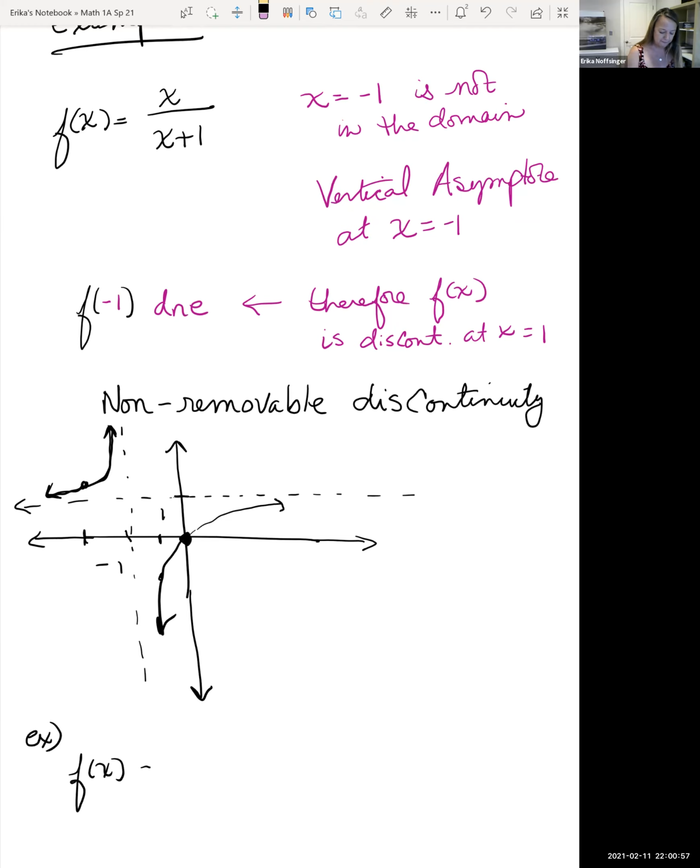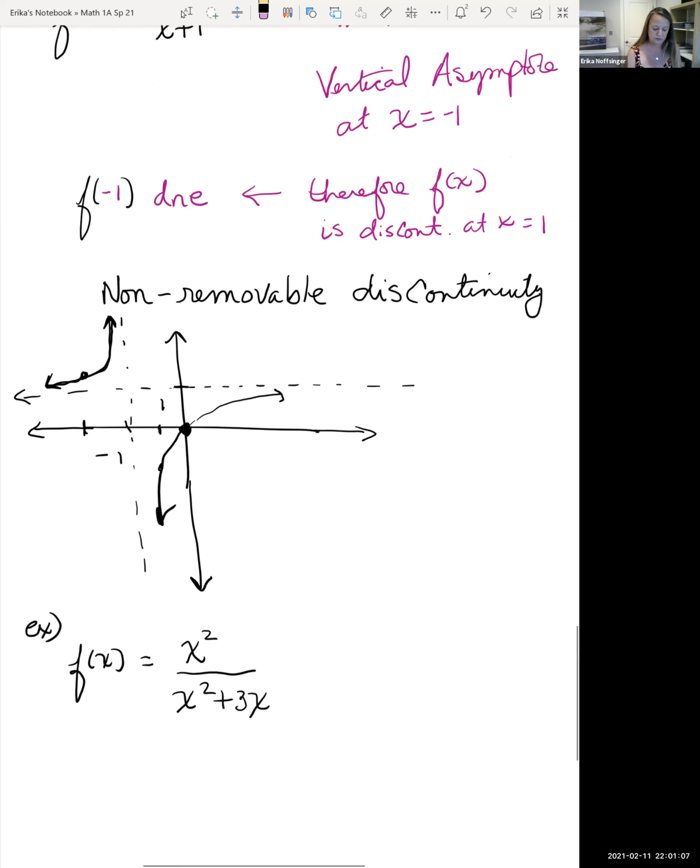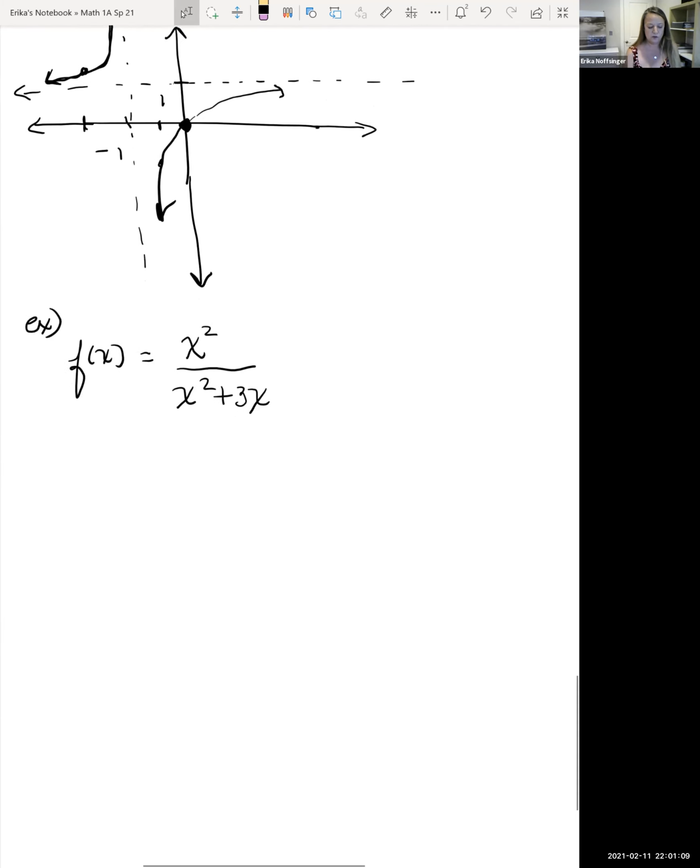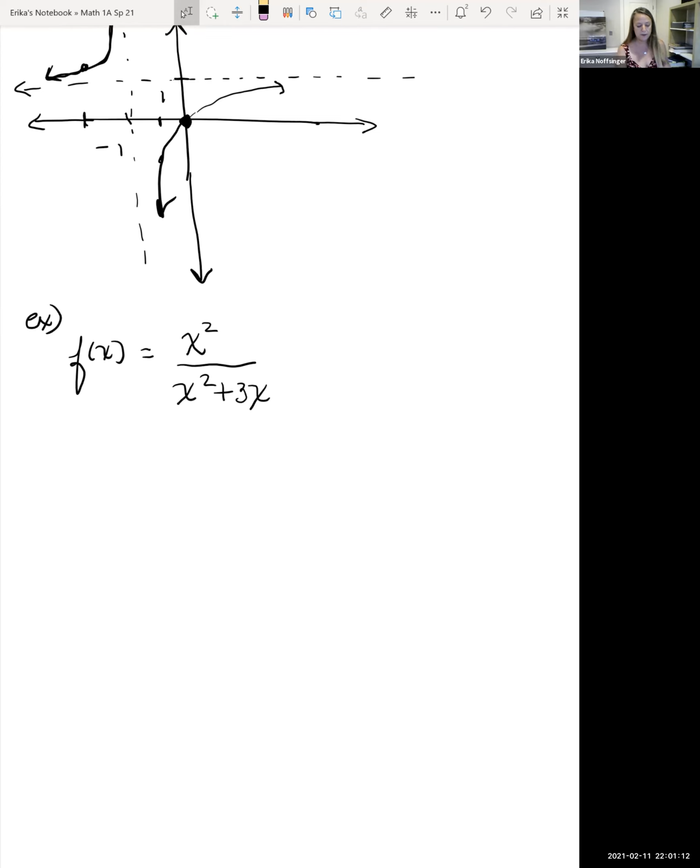But this time, f of x is equal to x squared all over x squared plus 3x. Okay, so rational functions are continuous everywhere, except at values that set the denominator equal to 0. And so the first thing I would do is look to see if I can factor the denominator, which we can. So notice there's an x in common in the denominator that we can pull out. So if we factor out an x, we get x plus 3.